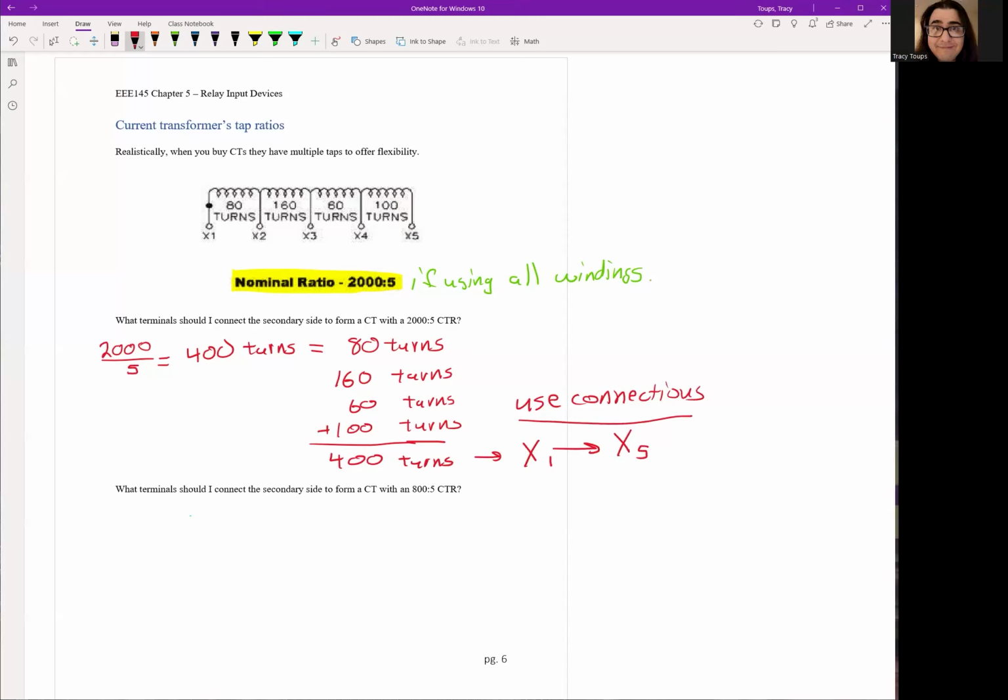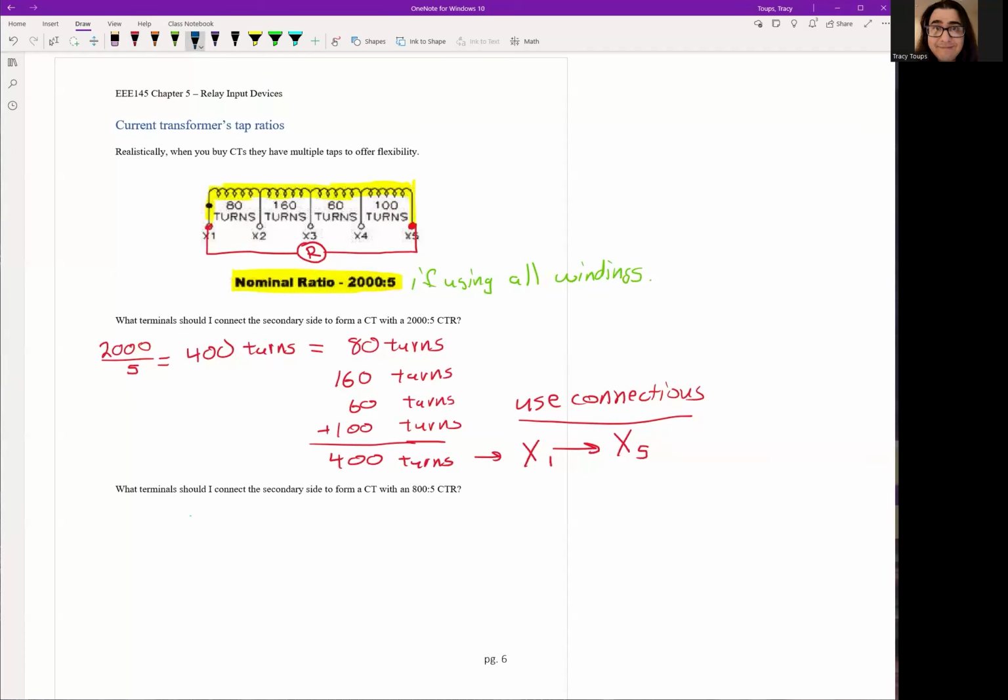So what does that mean here? Well, if I were to go out into the field, I would hard connect the wire to the X1 terminal, and then bring that out to the relay. And then from the relay back to the CT, I will connect it to X5 right here. So you can see how we're going to use all the turns, because the current is going to flow here, and it's going to use all the turns like this. And then you can just add up turns. You have a 2005 CT.